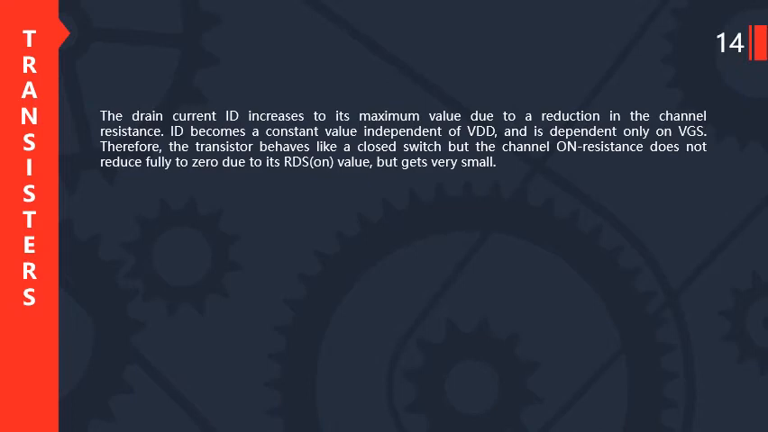The drain current ID increases to its maximum value due to a reduction in the channel resistance. ID becomes a constant value, independent of VDD, and depends only on VGS. Therefore, the transistor behaves like a closed switch, but the channel on resistance does not reduce fully to zero due to its RDS value, but gets very small.